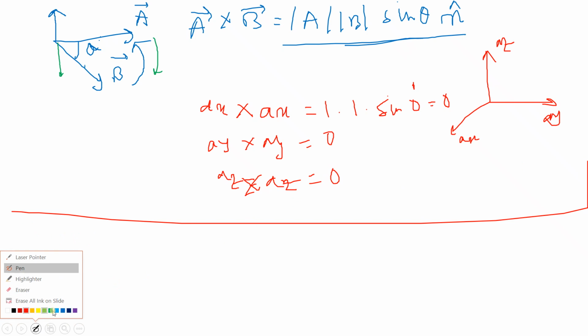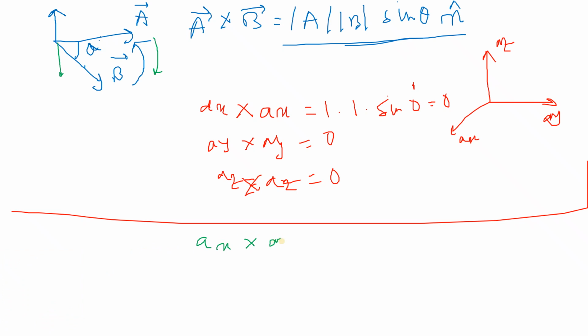The dot product of a unit vector with itself will give you 1. Now what about the cross product of unit vector x and unit vector y? What will be the answer? Unit vector z.